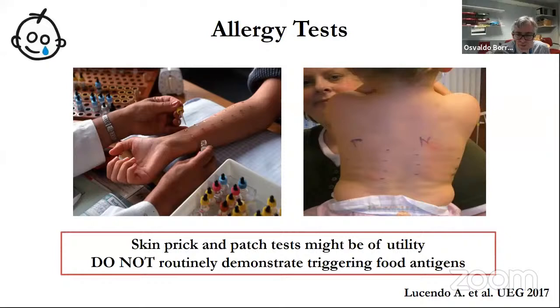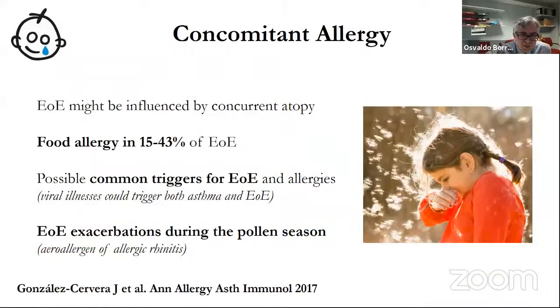However, it's important to recognize that they do not routinely demonstrate the trigger foods. Food allergy is present in up to 43%. There is a possible common trigger between eosinophilic esophagitis and other allergies. We also have some evidence of exacerbation of the disease during the pollen season. At the beginning of the summer, sometimes we can have increased eosinophilic infiltration.